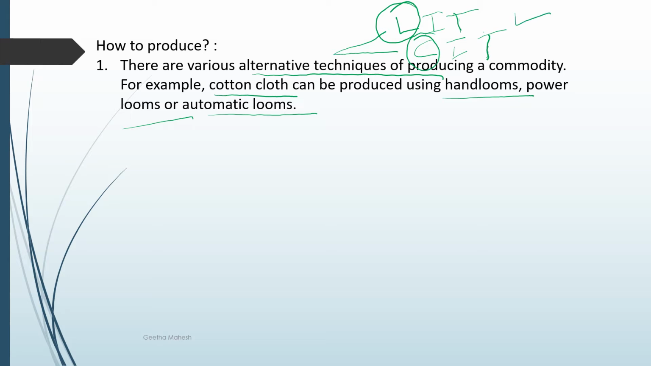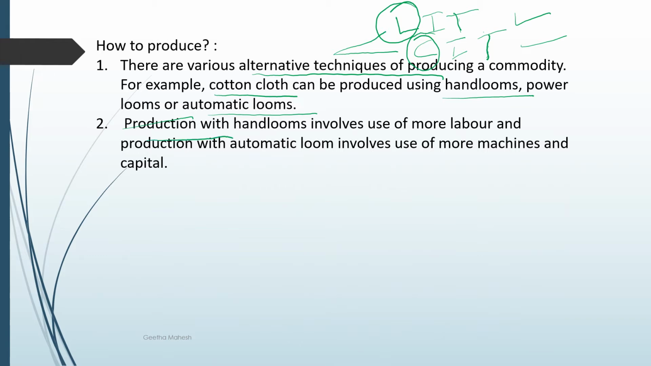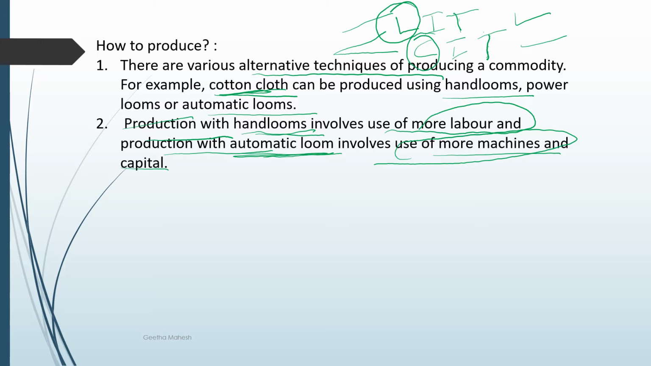So when you have two methods or alternatives, then you have to decide which type of technology you are using. The production of cotton cloth with hand looms involves use of more labor. Production with automatic looms involves use of more machines and capital. So hand looms are a good example for labor intensive technology, and use of more machines and capital, especially under automatic looms, we call that a capital intensive technology.